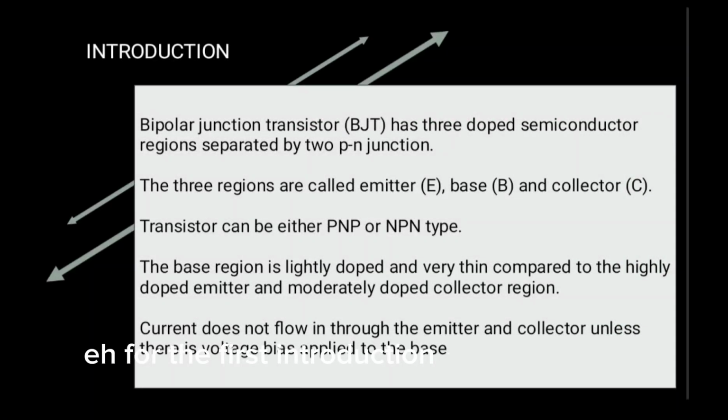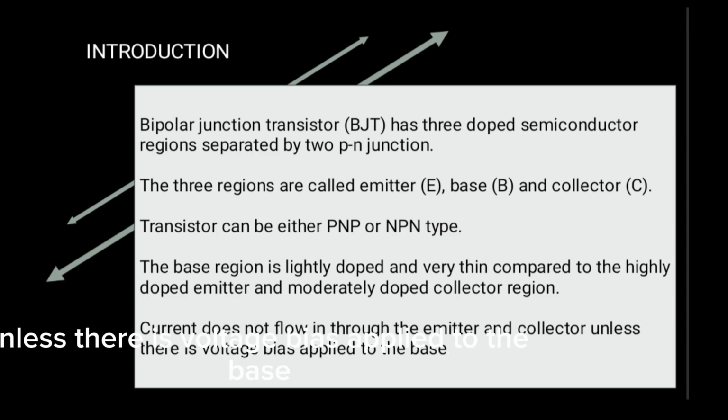For the first introduction, the bipolar junction transistor, BJT, has three doped semiconductor regions separated by two PN junctions. The three regions are called emitter, base, and collector. Transistors can be either PNP or NPN type. The base region is lightly doped and very thin compared to the highly doped emitter and moderately doped collector region. Current does not flow through the emitter and collector unless there is a voltage bias applied to the base.